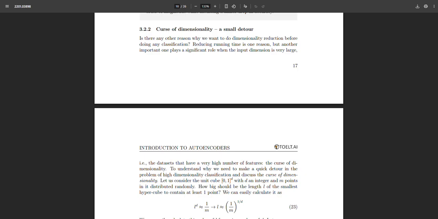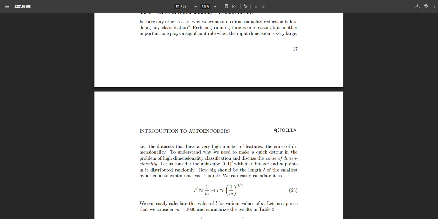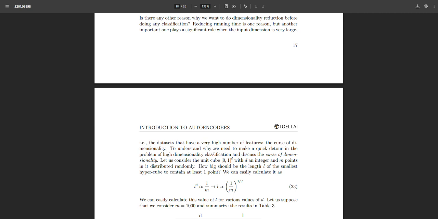We've established that using latent vectors or latent features for classification drastically reduces running time. But there is another, more fundamental reason why we prioritize dimensionality reduction before many machine learning tasks. It becomes critical when the input dimension is very large, and that is the curse of dimensionality. This concept explains why high dimensional datasets are so challenging to understand. Let's consider the simplest possible example, a unit hypercube with d dimensions and m randomly spread out data points within it.